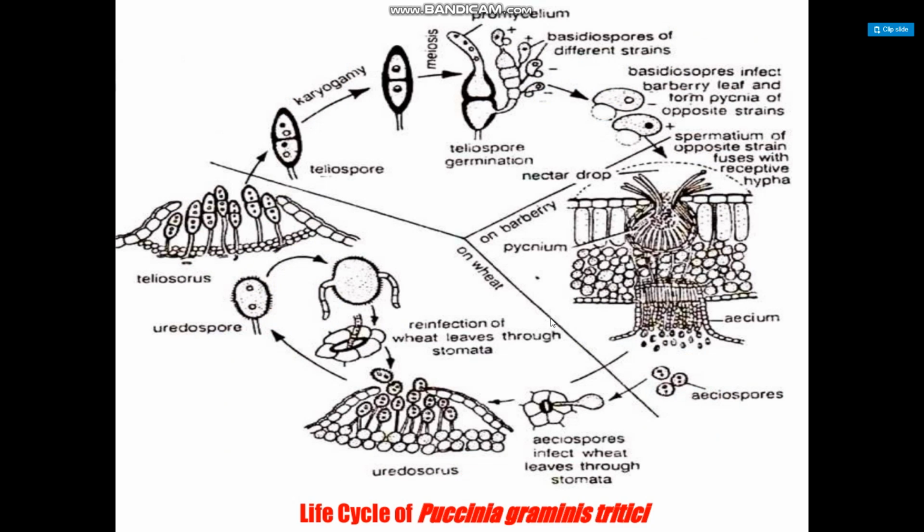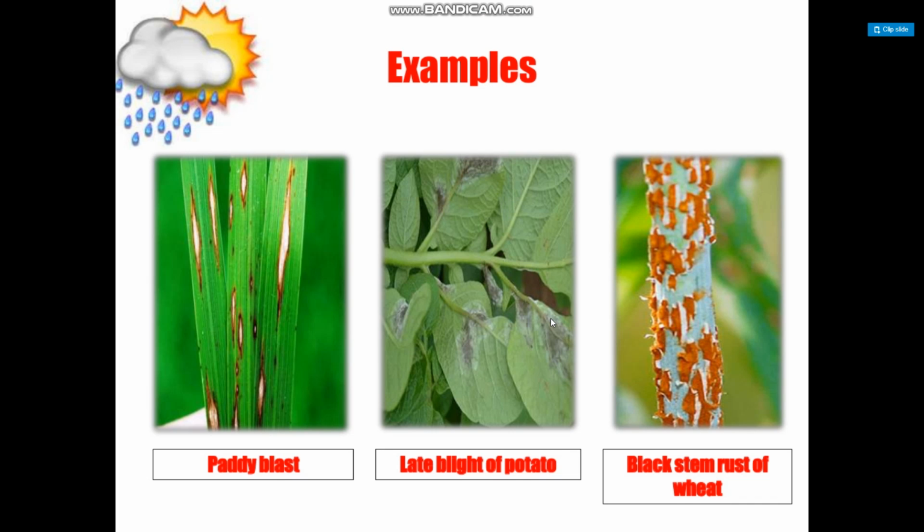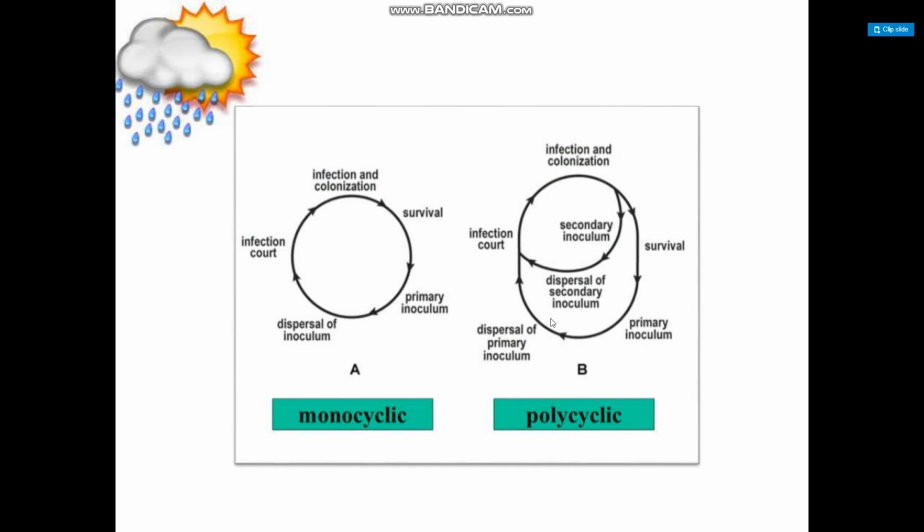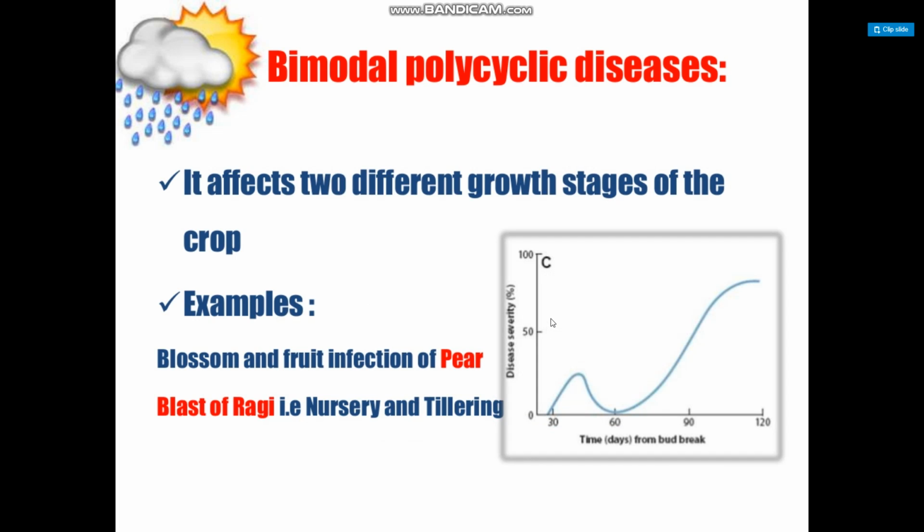This image shows the life cycle of Puccinia graminis tritici, which causes wheat rust. Examples of polycyclic disease are paddy blast, late blight of potato, and black stem rust of wheat. This is the difference between monocyclic and polycyclic disease.